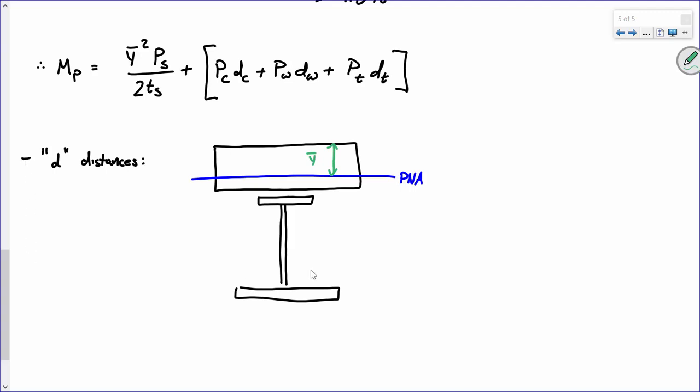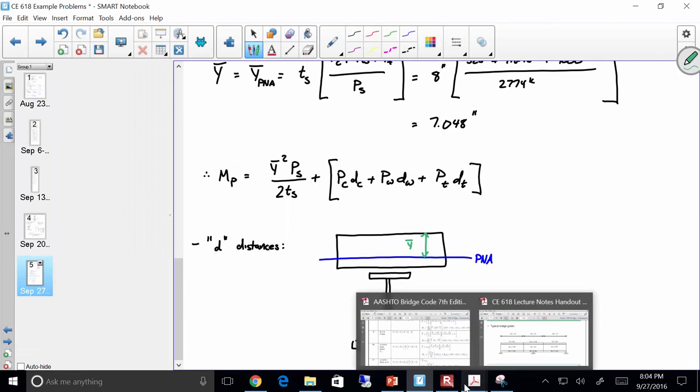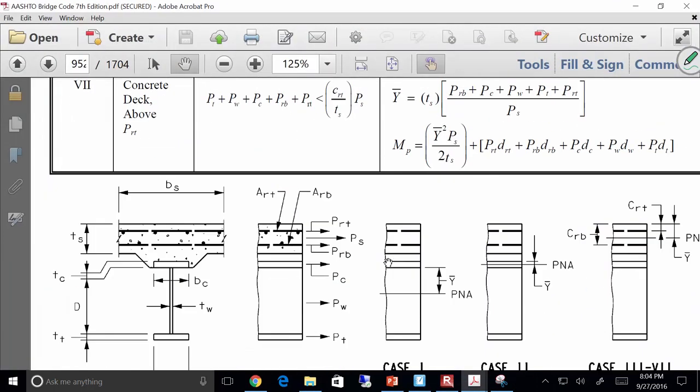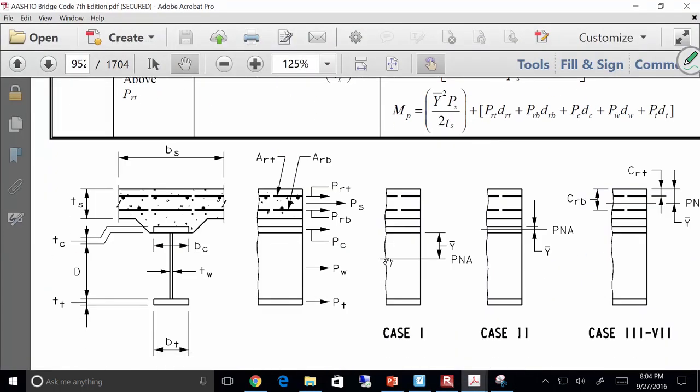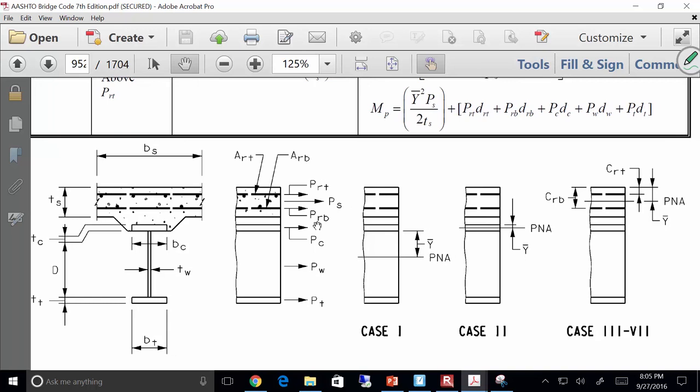Well, if I go to the spec and I look down at the bottom of that page, it tells me that anywhere from case 3 to case 7, Y bar is in the slab and it's measured from the top down. Make sense? So I propose to you that from the top down is Y bar. So far, so good?